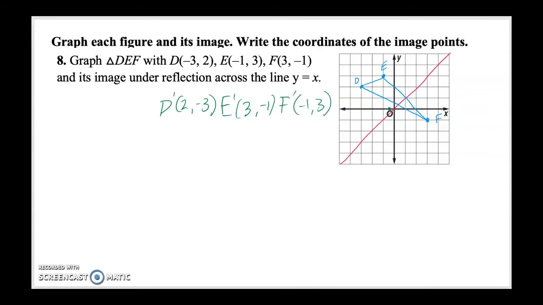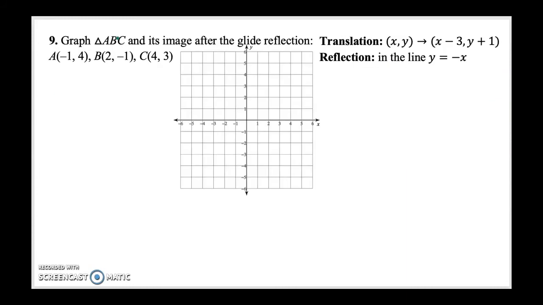So we got 2, negative 3, E prime is 3, negative 1, interesting, and F prime is negative 1, 3. So that one actually did end up looking pretty interesting there, but that does seem to look right, so that's what that would look like. All right, let's look at a composition for our last one.